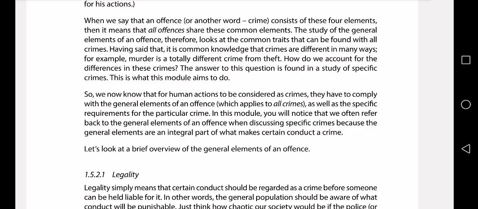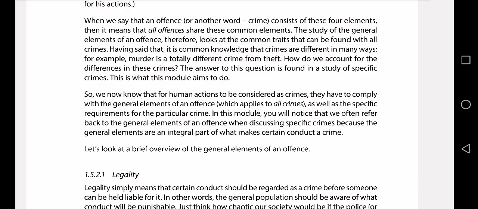When we say that an offense, or another word, crime, consists of these four elements, it means that all offenses share these common elements. The study of the general elements of an offense, therefore, looks at the common traits that can be found with all crimes. Having said that, it is common knowledge that crimes are different in many ways.